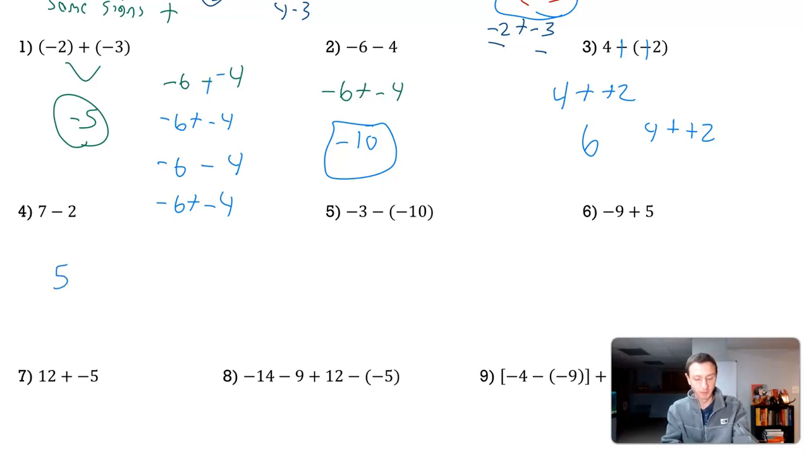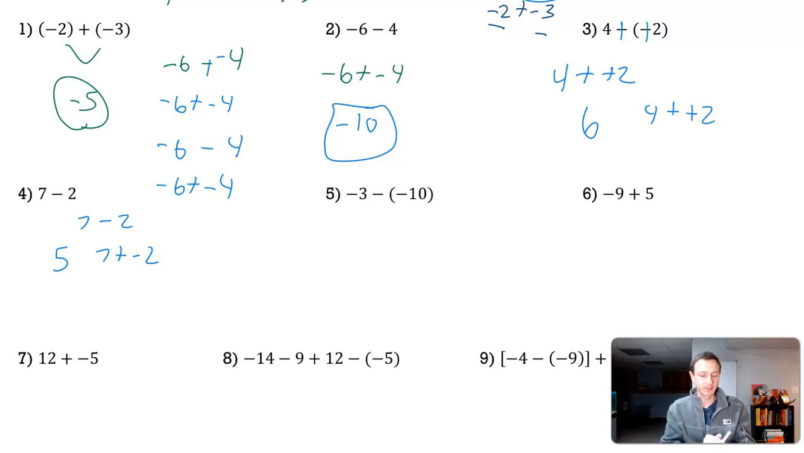7 minus 2 is 5. And if you wanted to think of it as 7 minus 2, that would be 7 plus a -2. When you have different signs like this, you subtract the smaller number from the bigger number. So you do big minus small: 7 minus 2 is 5. Keep the sign of the bigger number, which is positive, so it's 5.